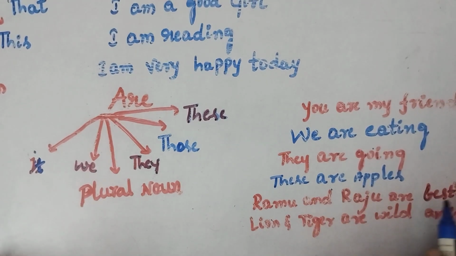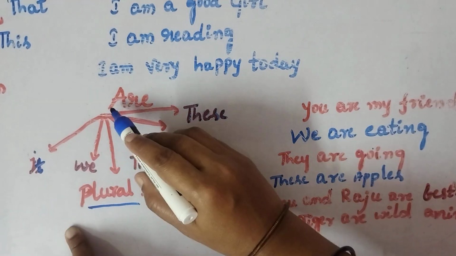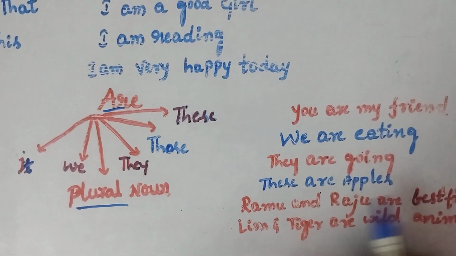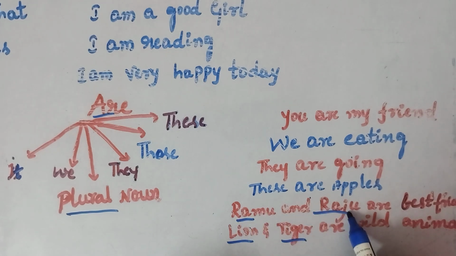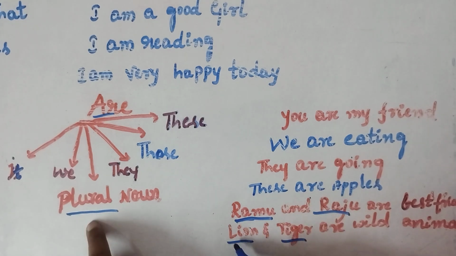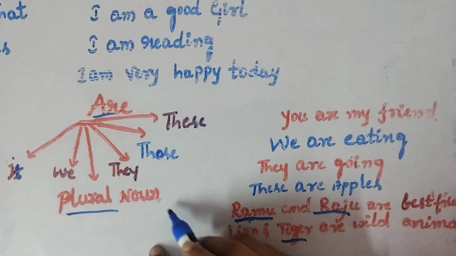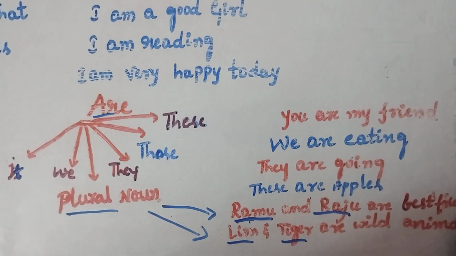So, next, Ramu and Raju are best friends. Are is also used for a plural noun. So, Ramu and Raju are best friends. Lion and tiger. Here two names are there, so we have to use are for two names, that is plural nouns. Ramu and Raju are plural nouns, and lion and tiger also are two naming words. So, that is a plural noun. So, lion and tiger are wild animals.